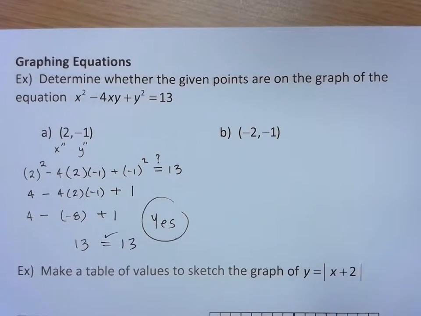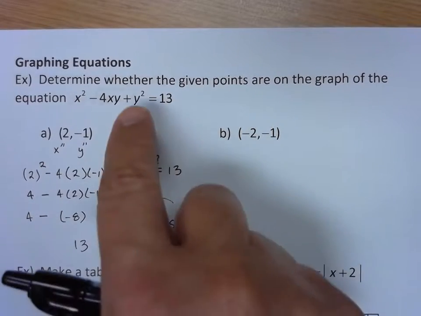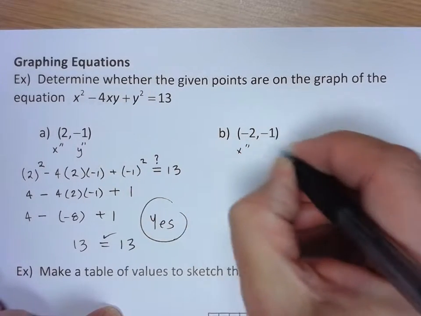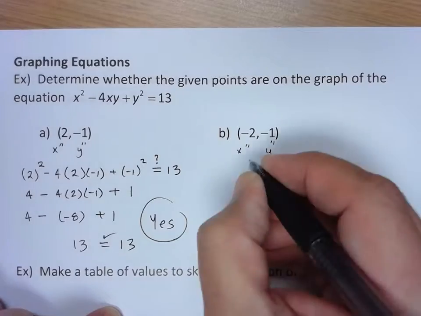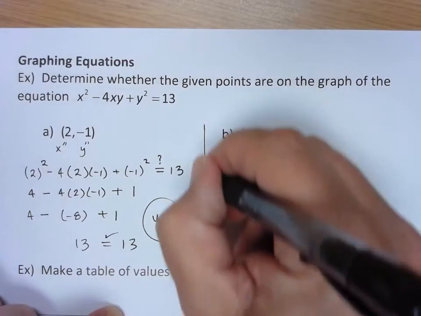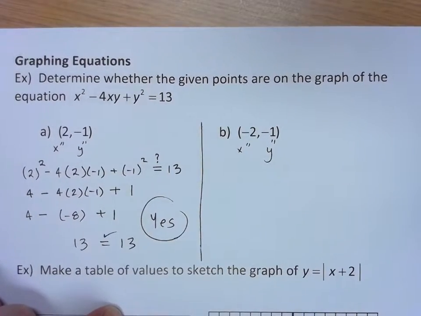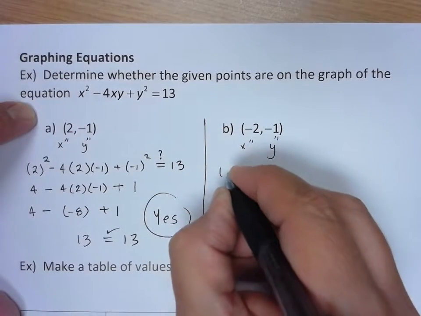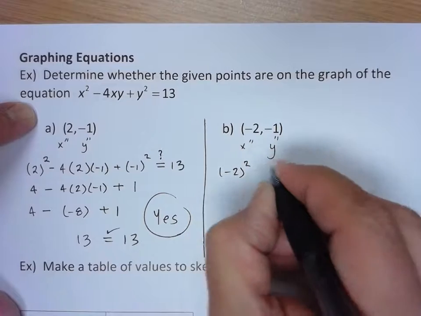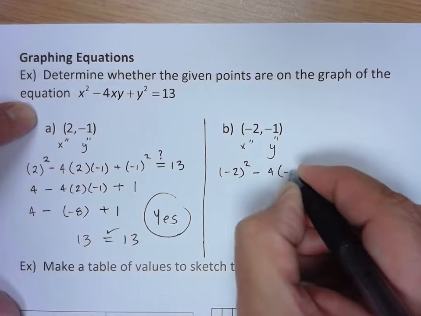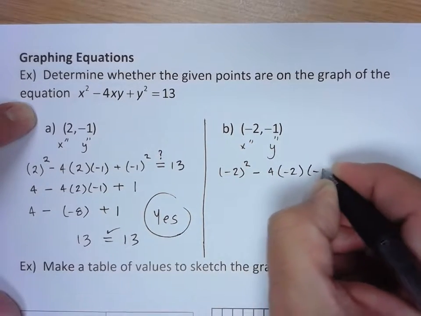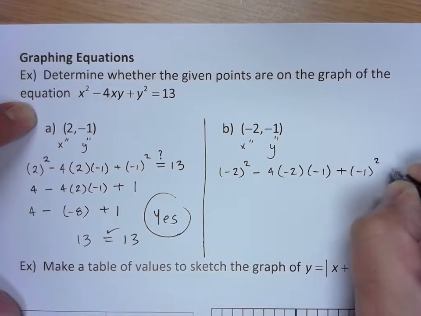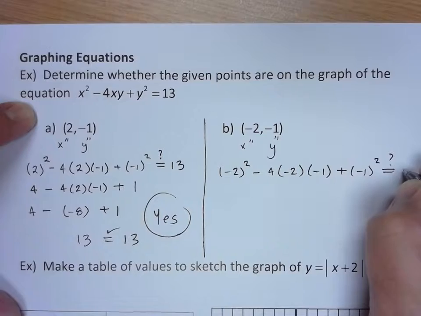So same idea with this one. You want to start with a fresh copy of your equation, plug in x equals -2, and plug in y equals -1, and see if it gives you a true statement. See if it returns the 13 like the equation says it should. So x squared becomes -2 squared, minus 4 times -2 for x, -1 for y, plus -1 squared for y. Does this equal 13?